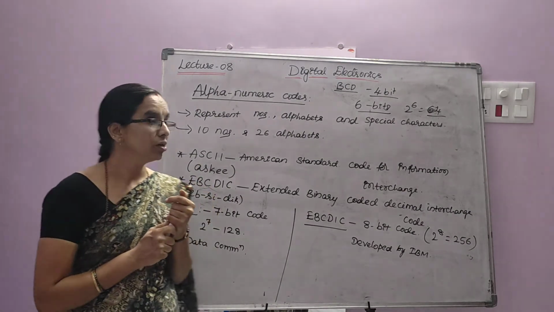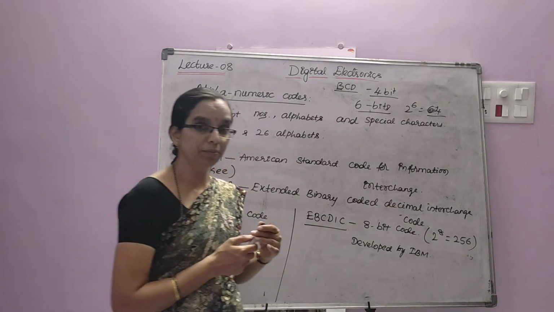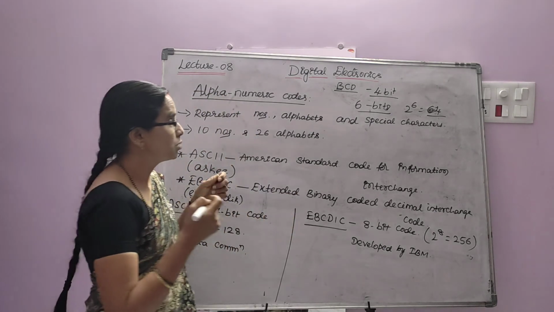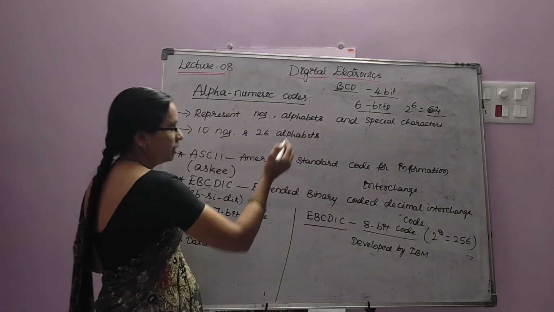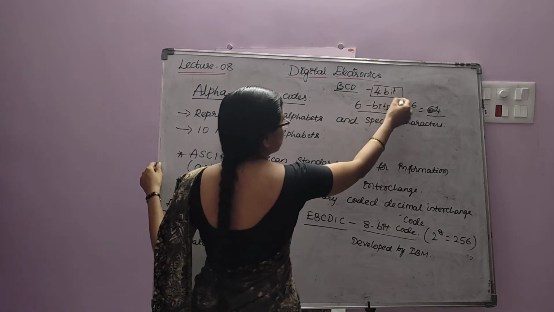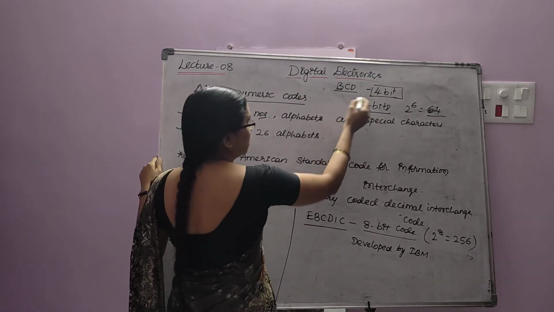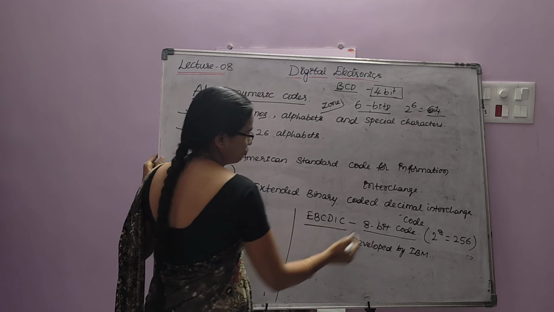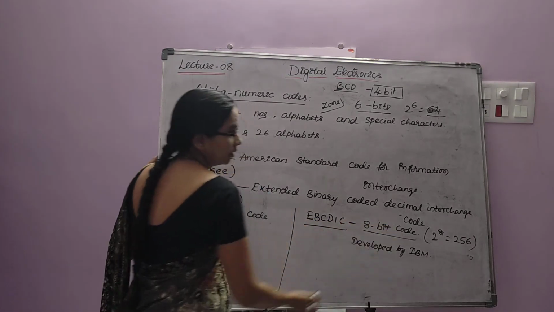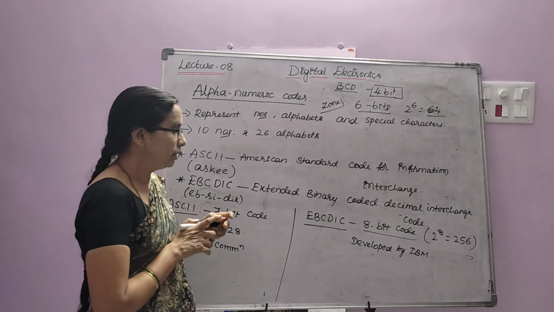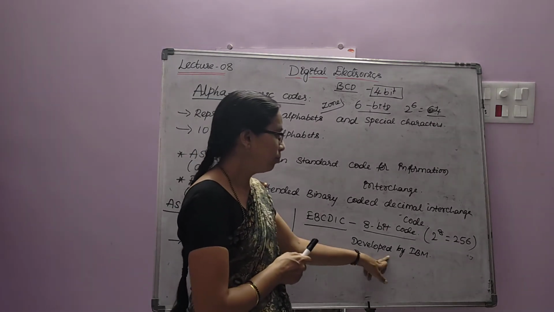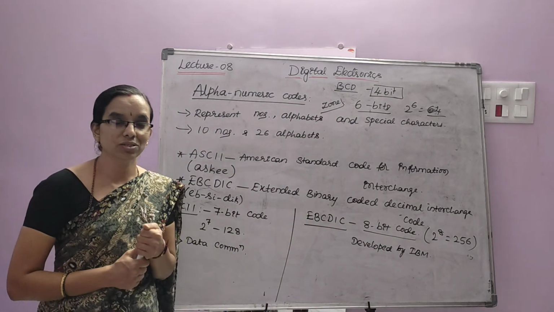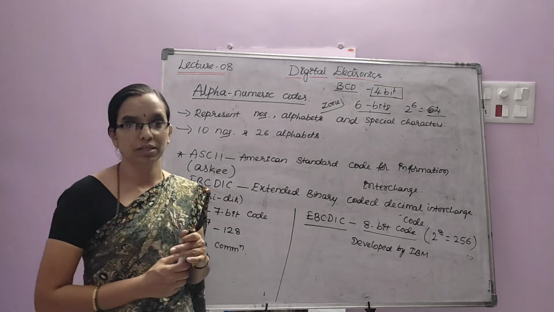But that was not enough. So IBM developed the EBCDIC code by extending these 6 bits to an 8-bit code. In the 6-bit code, 4 bits were used to represent the number and 2 bits were zone bits. Here the zone bits are extended to 4 zone bits and 4 bits for the number representation. It was developed by IBM. With 8 bits, 2 power 8, that is 256 different possible combinations, can be represented using EBCDIC.